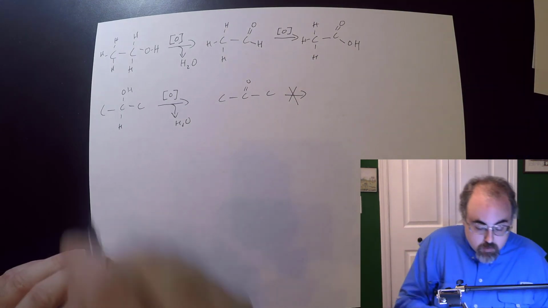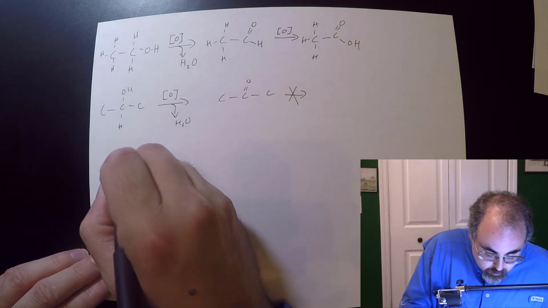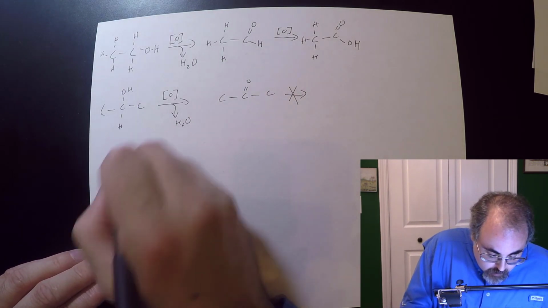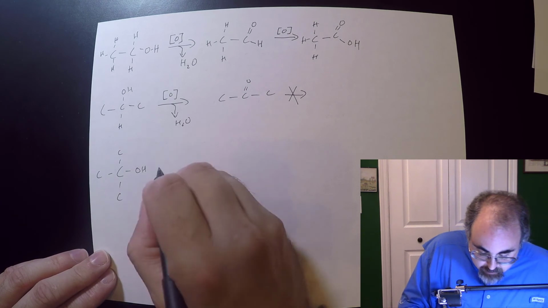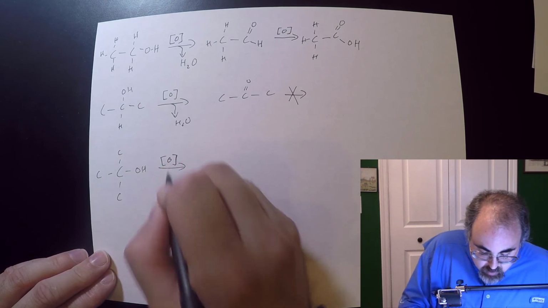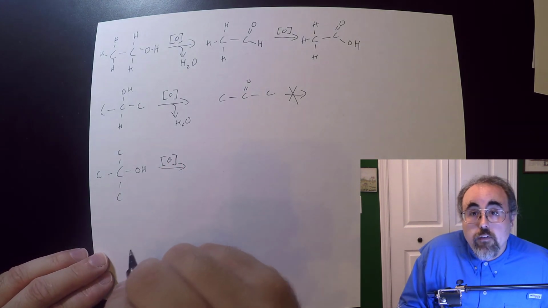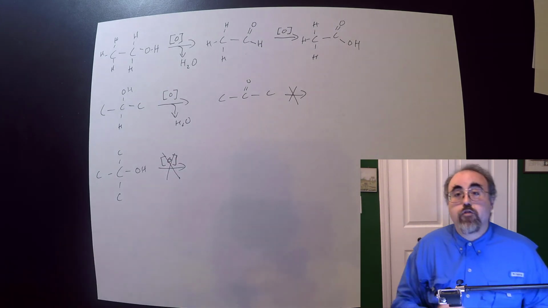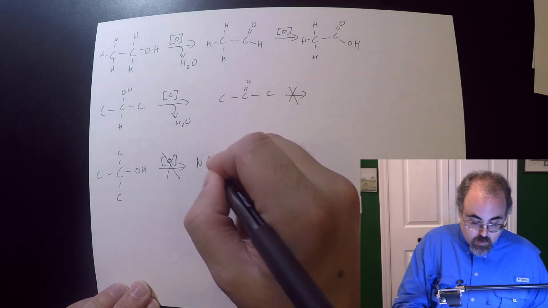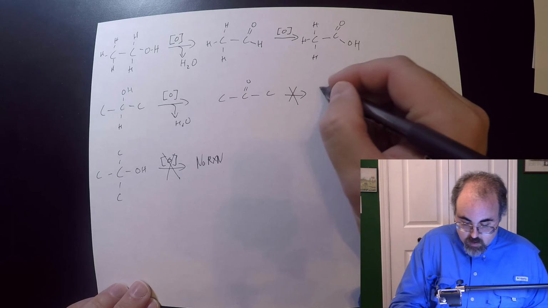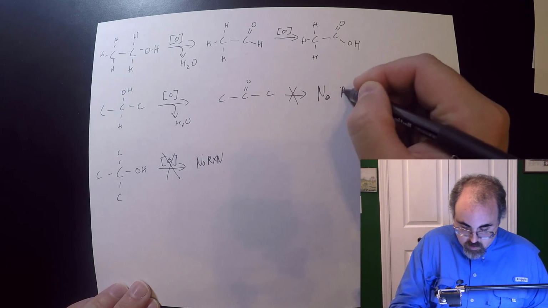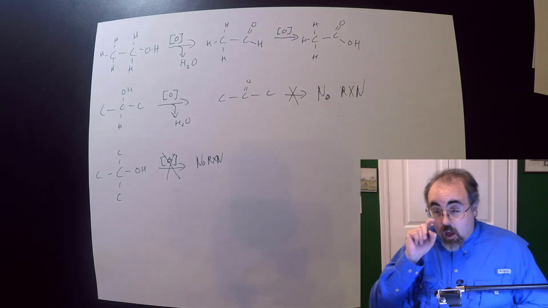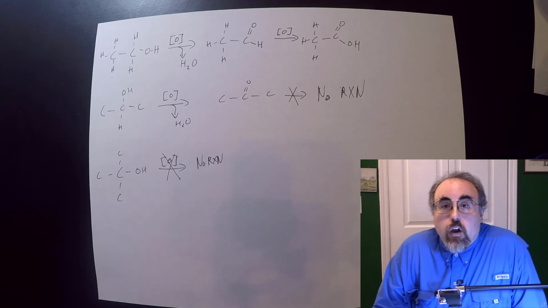Let's look at the last one, which is a tertiary alcohol. Tertiary alcohols, by definition, the carbon is attached to 3 other carbons. And so in that case, you'll notice all of the hydrogens you can pull off that are attached to the carbon are gone. Yep, no reaction. And yeah, we've got ourselves our oxidation.